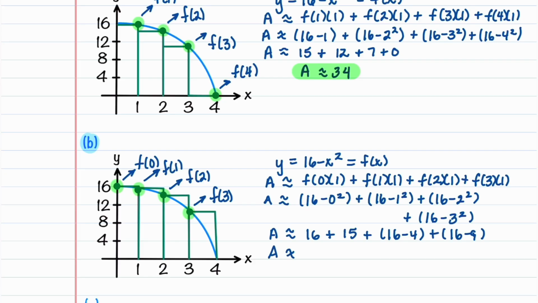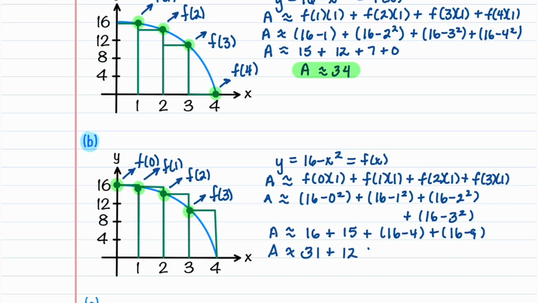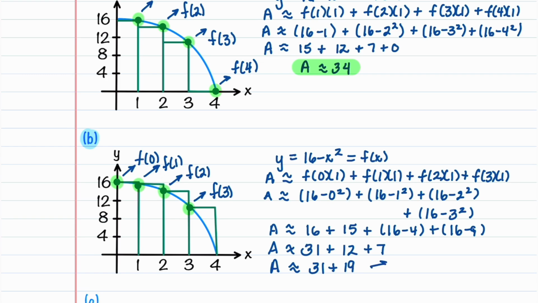This is approximately 16 plus 15, that's 31. And then we have 16 minus 4 is 12, and then 16 minus 9 is 7. So our area is approximately 31 plus 12 plus 7, that is 50. Our area then is approximately equal to 50.